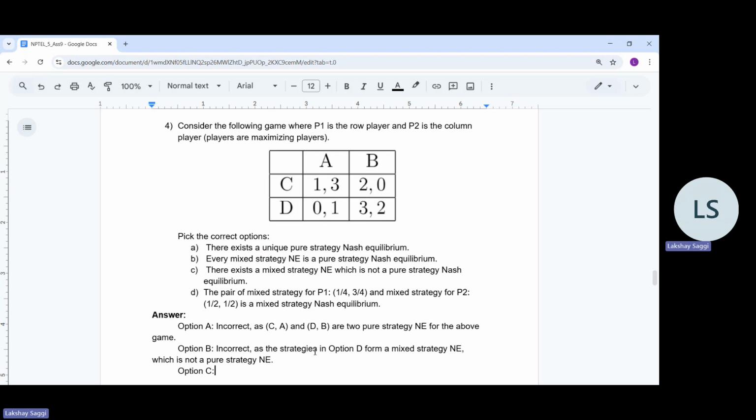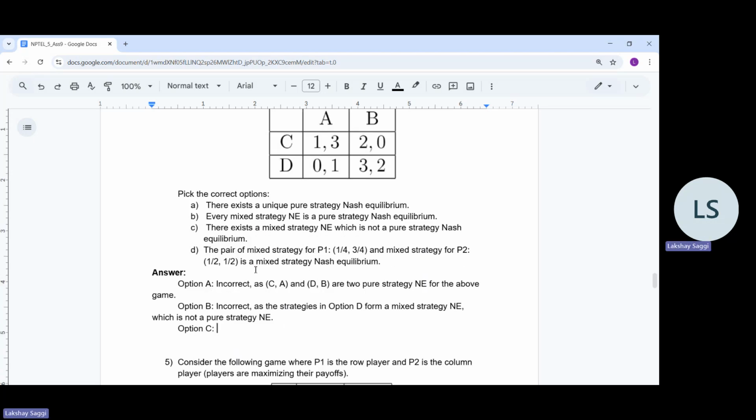And now maybe let's move on to option C. So what does option C say? There is a mixed strategy Nash equilibrium which is not a pure strategy Nash equilibrium. Yes, so this is correct, since option B is incorrect, this C is correct, as explained in option B, right?